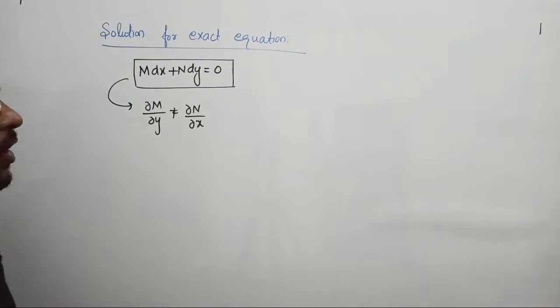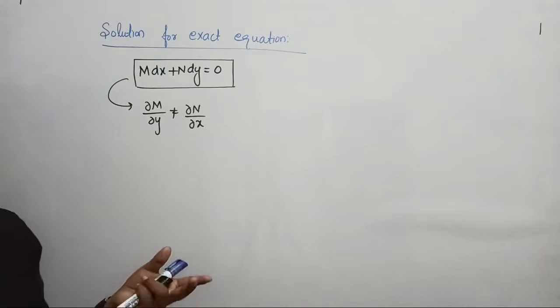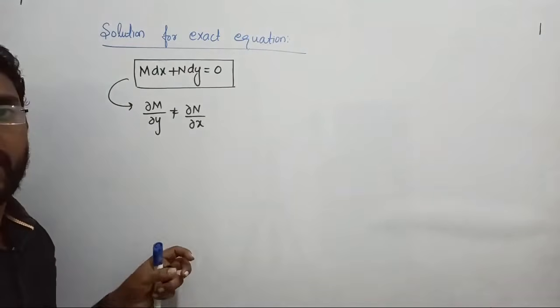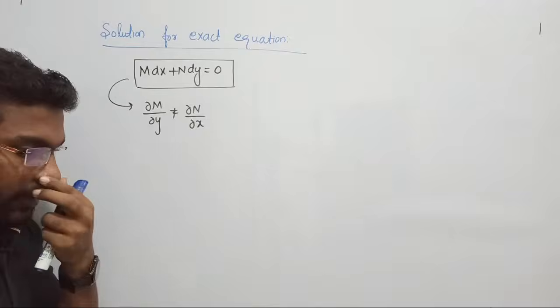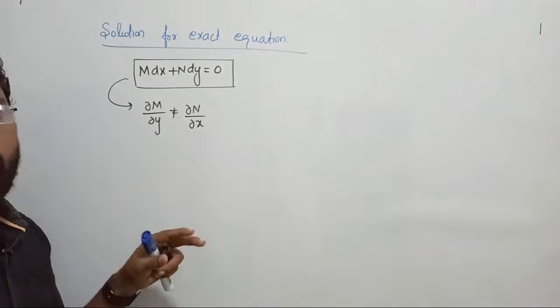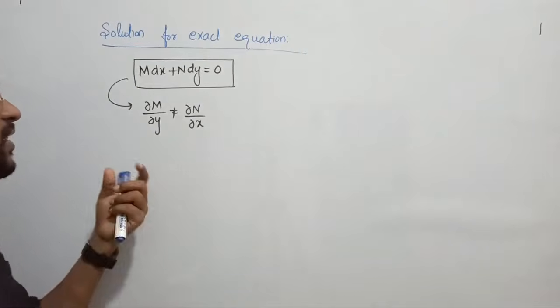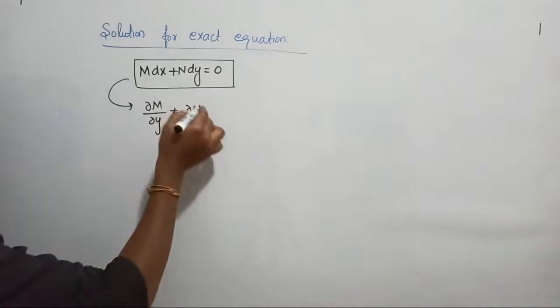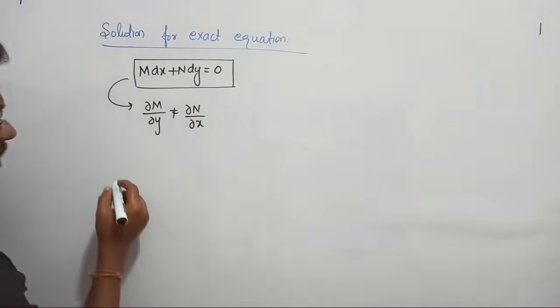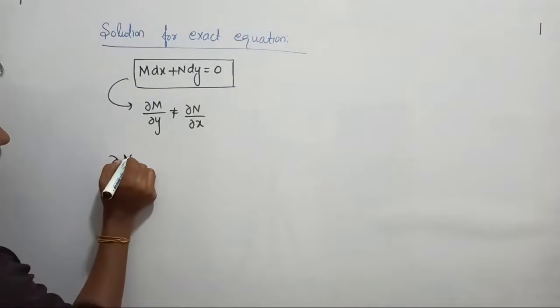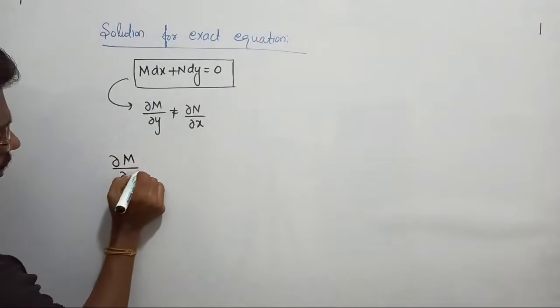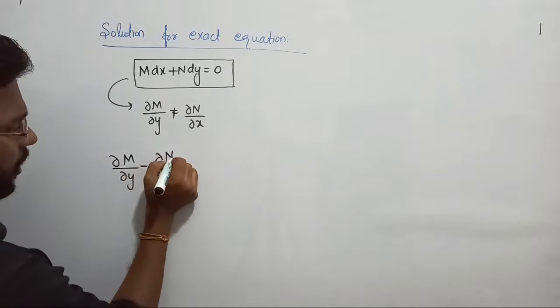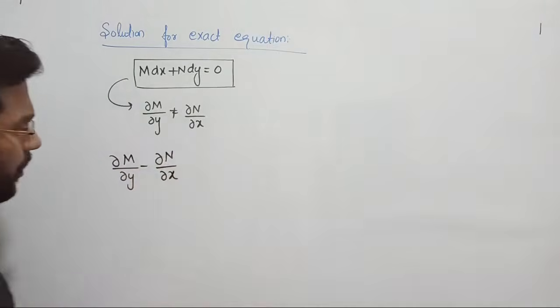Okay, if it is not equal, then you should think: in which condition does it come? It falls under which category? So depending on that you can again bring out the solution. It falls under which category, just take out the value of dou m by dou x and dou n by dou y and again proceed further. For example, I will take dou m by dou y and subtract dou n by dou x.